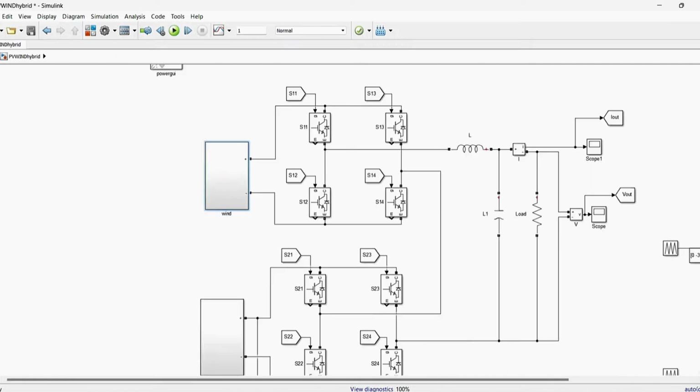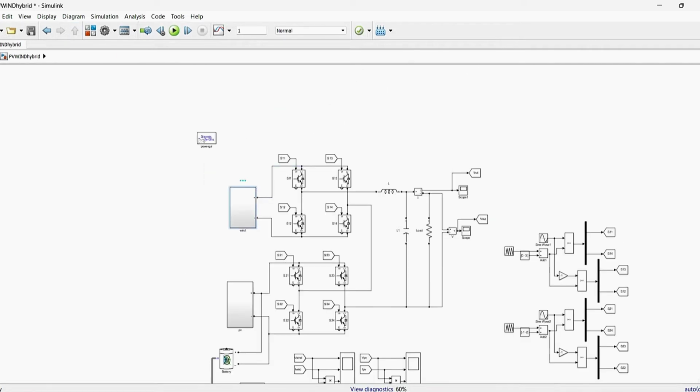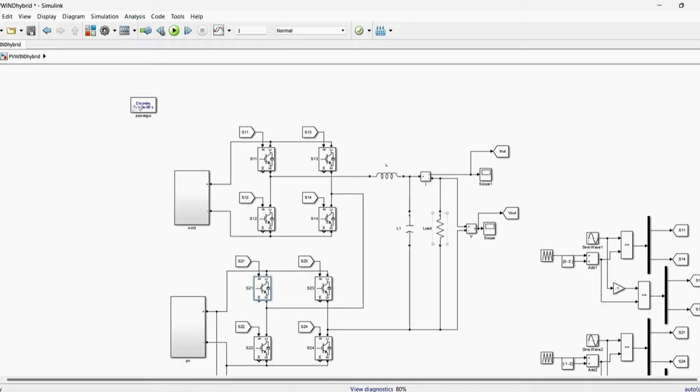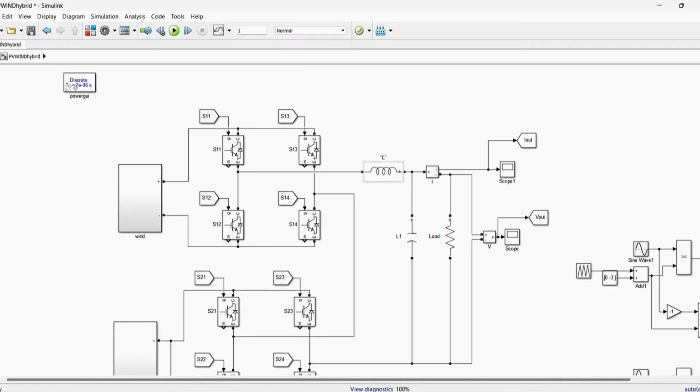So here it is clear we are getting two inputs, two separate sources. These two separate sources are given to the multilevel inverter. These two H-bridge nodes make a multilevel inverter. These are connected to the output. This is the R load we are taking; you can take any load. We connect the load with the help of an LC filter.